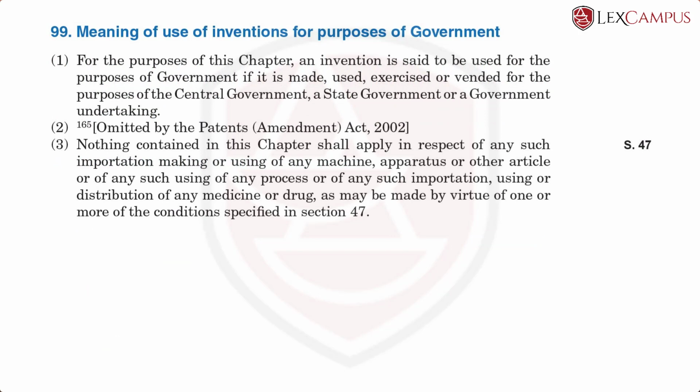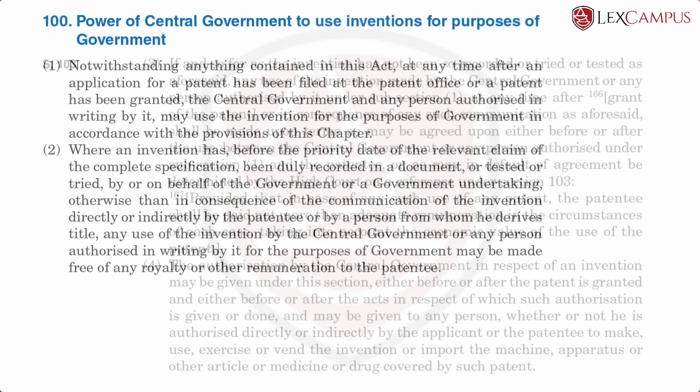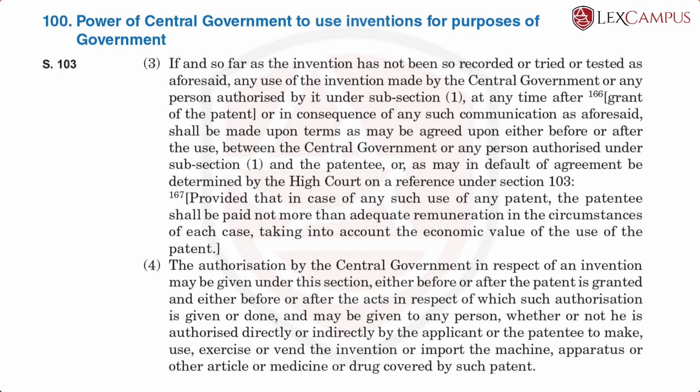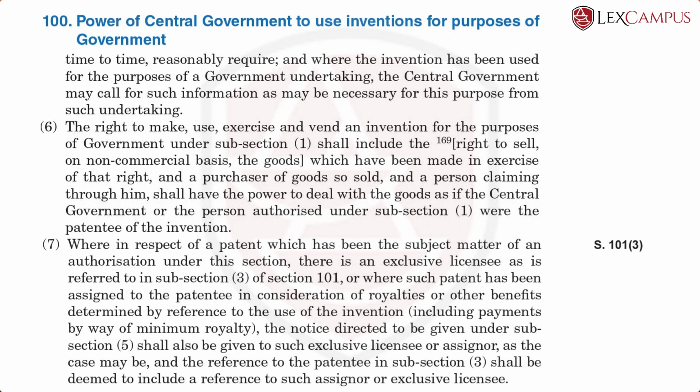Now, 99 generally talks about what is the meaning of use of an invention for the purposes of the government, and you will find that the government could mean central government, state government or a government undertaking, and 100 deals with the powers of the central government to use invention for the purposes of the government. Now, what are those powers and how the government can use are mentioned in 100.